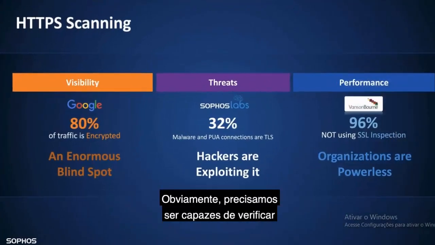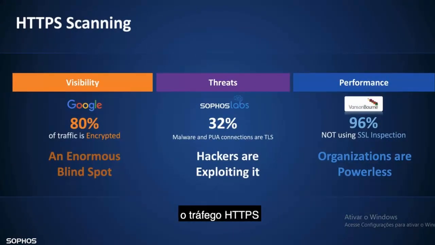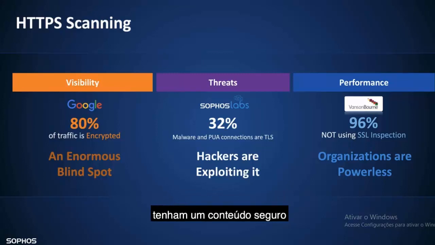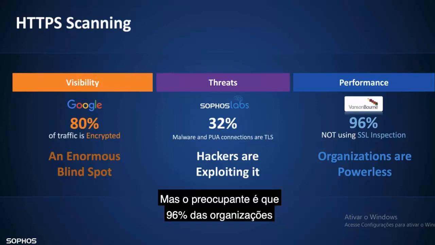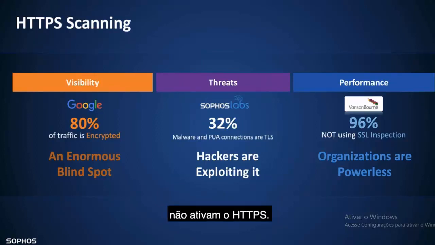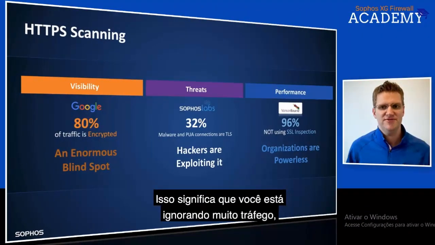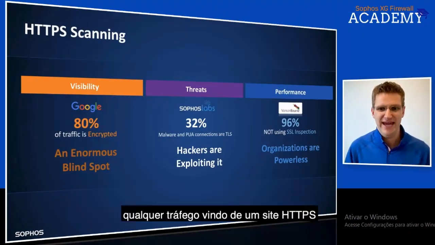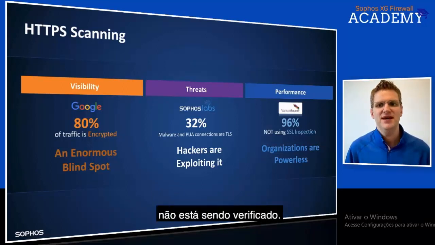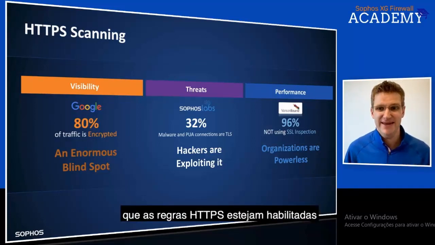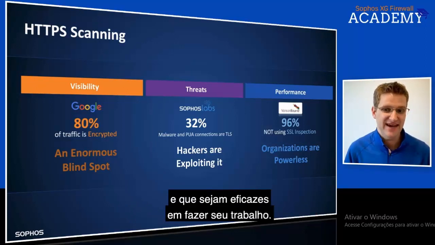So of course, we need to be in a position to be able to scan that HTTPS traffic, to make sure those sites your users are going to and that they're downloading content from, making sure that that content is secure and that it isn't malicious. But what's disturbing is that 96% of organizations don't turn HTTPS on. And that was a third-party study of companies using all manner of solutions. And of course, it means that you're missing a lot of traffic. Any traffic that's coming down from a HTTPS site, which of course is 80% of the web, it means that that isn't being scanned. So it's very important that whatever solution you put in place, that HTTPS scanning is enabled and that it is effective at doing its job.